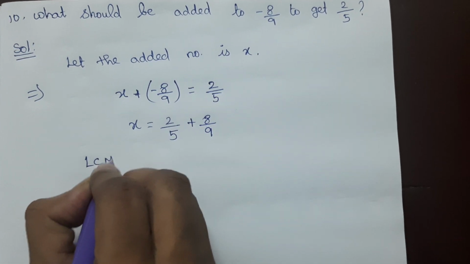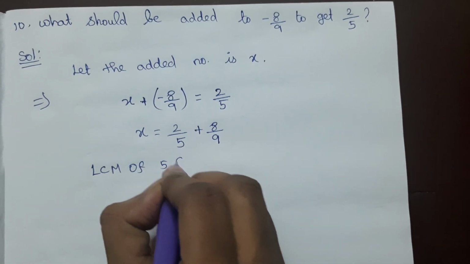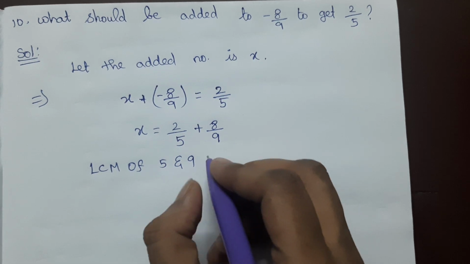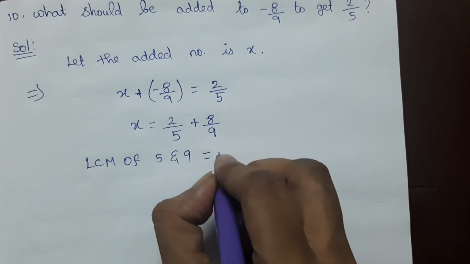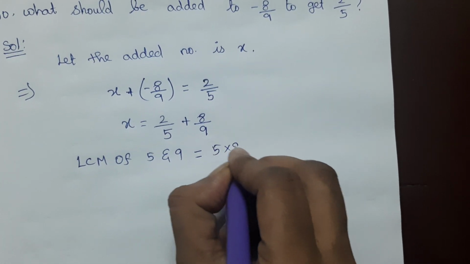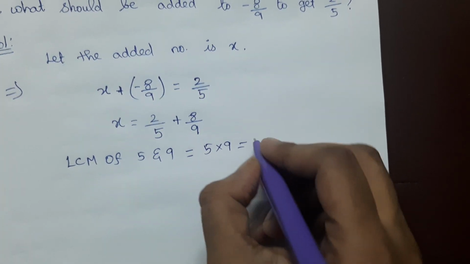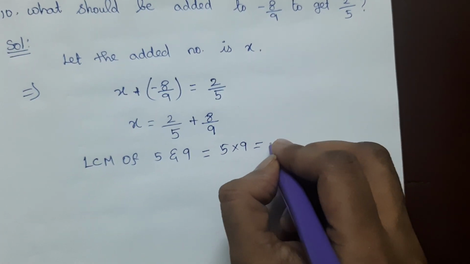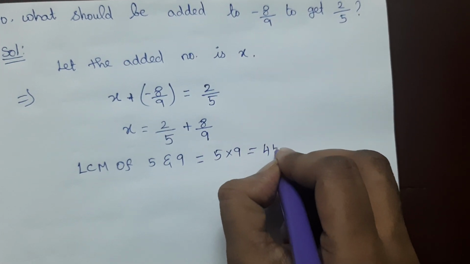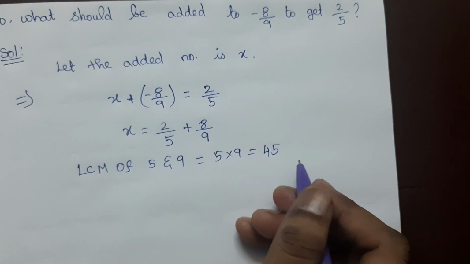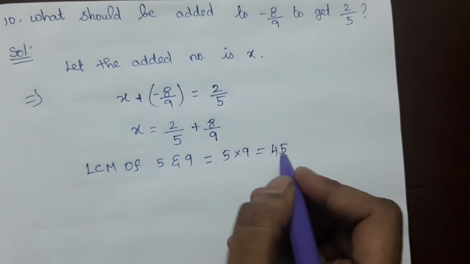So LCM of 5 and 9. Directly we can get what? 5 nines are 5 into 9. 5 nines are 45. So we get the LCM is 45.